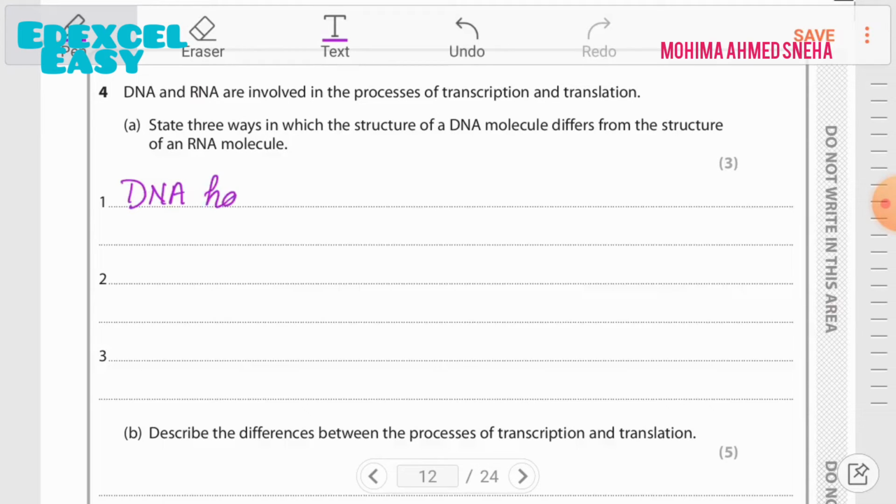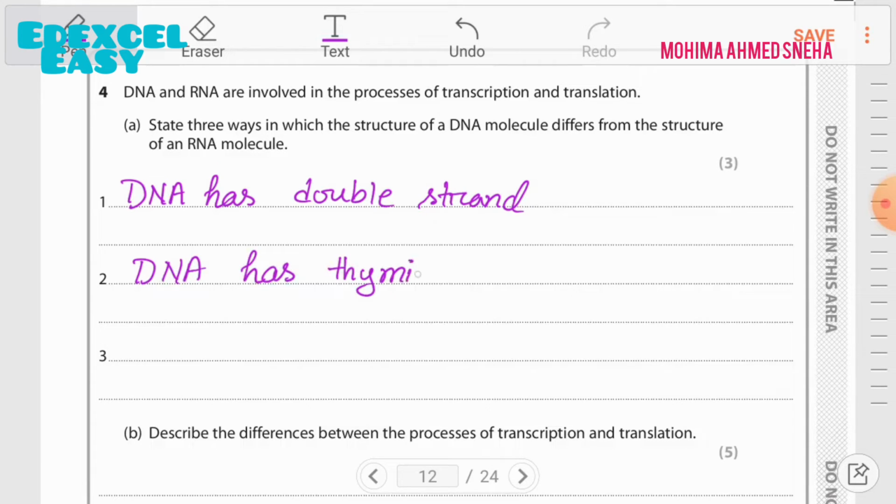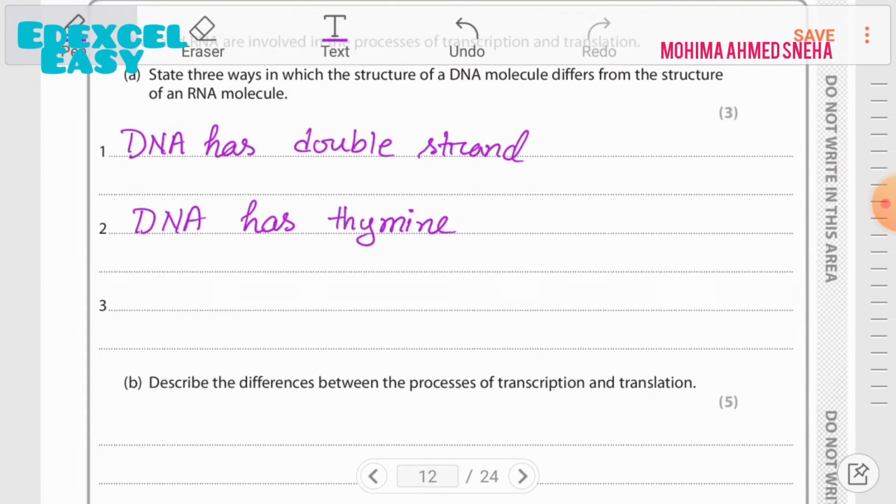DNA has double strand, DNA has thymine, DNA has deoxyribose. Deoxyribose. So these are the 3 points, and with this part A ends.